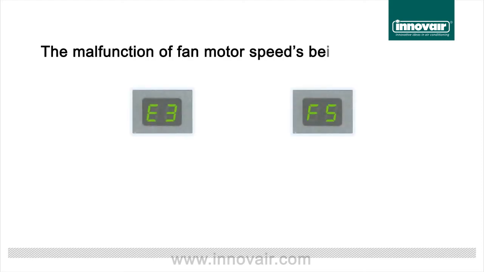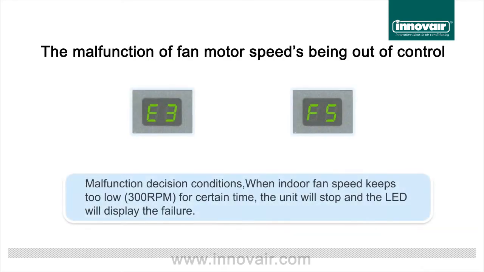When the display board of the indoor unit displays E3 or F5, that indicates the malfunction of fan motor speed being out of control. Malfunction decision conditions: when the indoor fan speed keeps too low, 300 RPM, for a certain time, the unit will stop and the LED will display the failure.